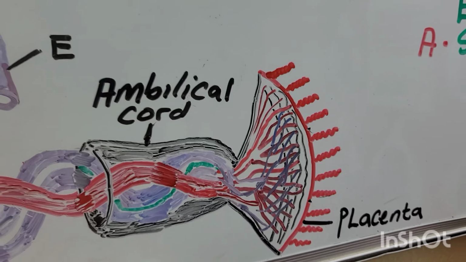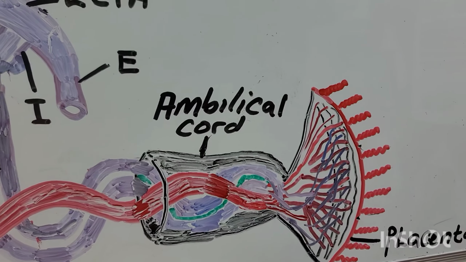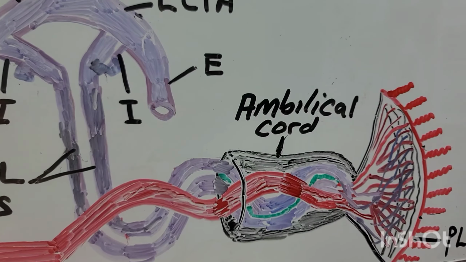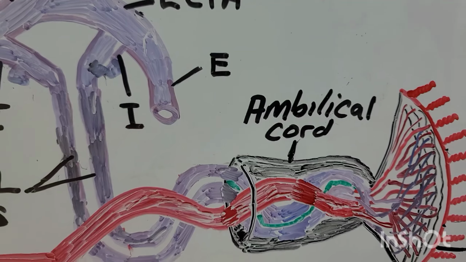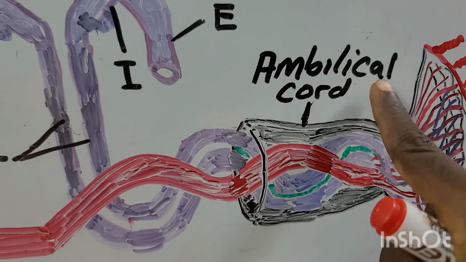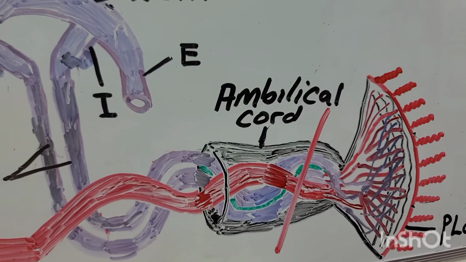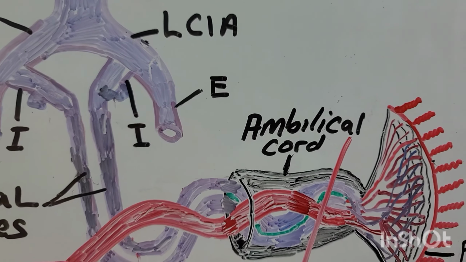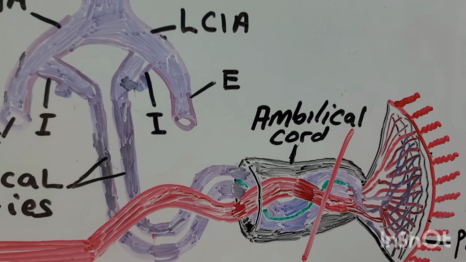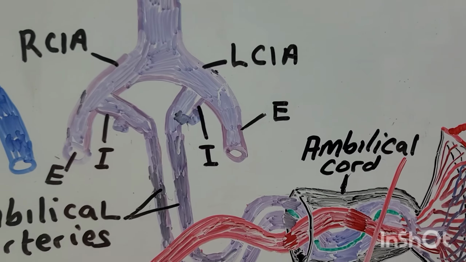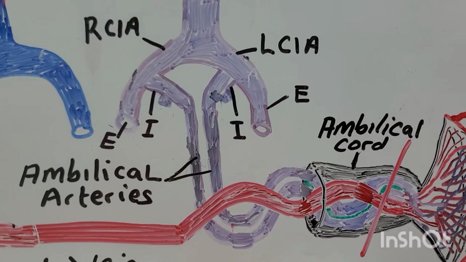Okay, so now that was the normal flow of fetal circulation. So now in this video we are going to be looking at what happens when the umbilical cord is cut. Okay, we are cutting off the umbilical cord, meaning that the placenta is no longer providing any help to the growing fetus. The fetus now is going to be surviving on its own.